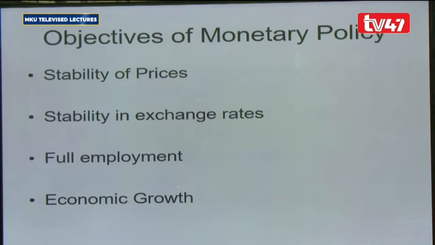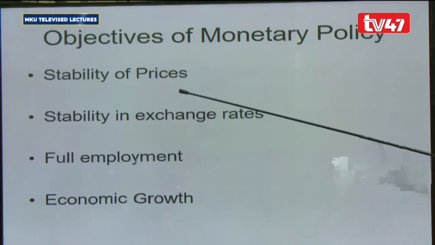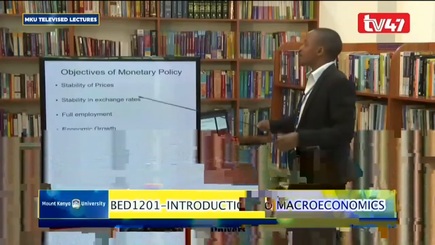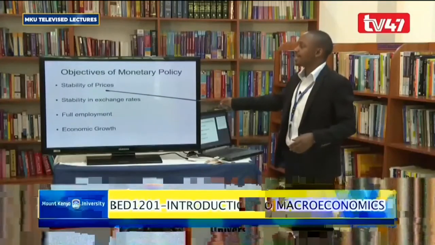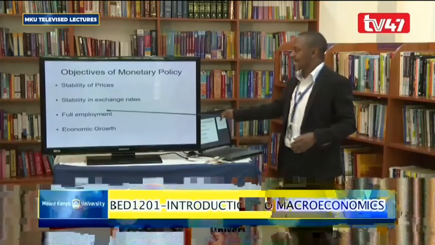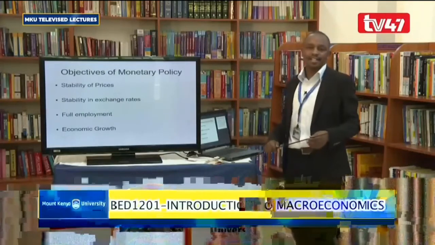Stability of prices. Everybody wants in a country whereby the price of a commodity today is 50 shillings, tomorrow 50 or 51. But we don't want an aspect whereby today it is 50 shillings, tomorrow it is 56 shillings, the other day it's 100 shillings. Then we will not be having stability of prices. So through the monetary policy, we can be sure that we are maintaining stability of prices. The second one is stability in exchange rates.